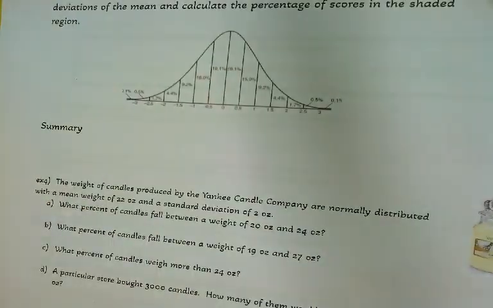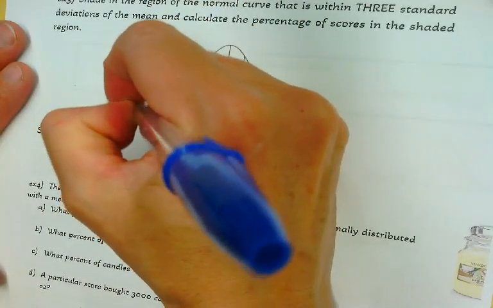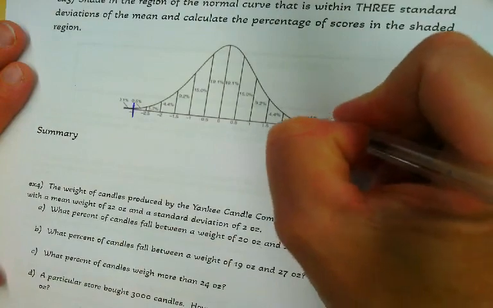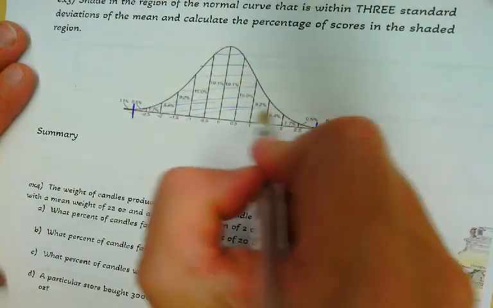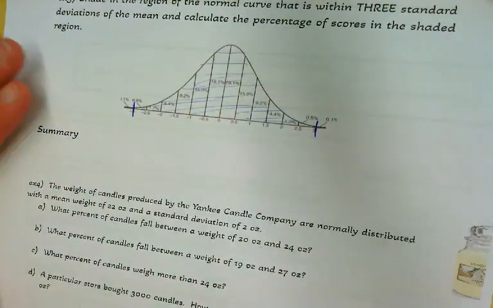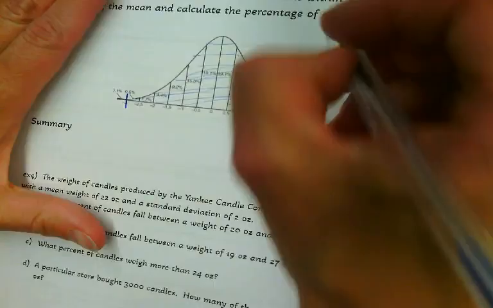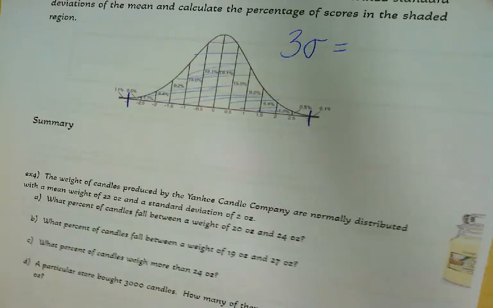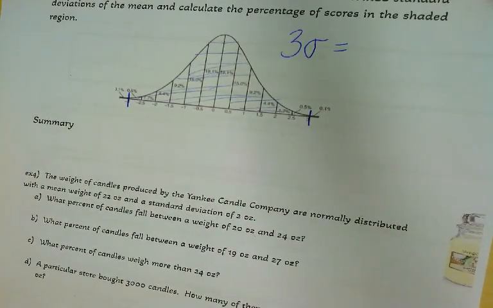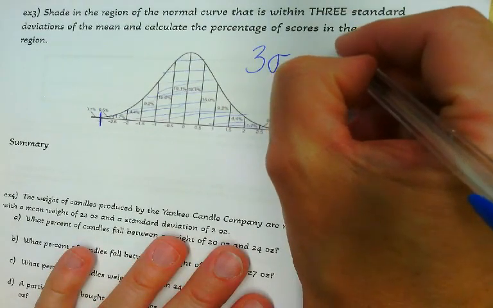And let's flip the page and shade in approximately 3 standard deviations. So again, I'm just finding 3 above, 3 below, going in both directions. And then we want to approximate those 3 standard deviations. I don't remember the actual decimal. I know it's 99 point something.